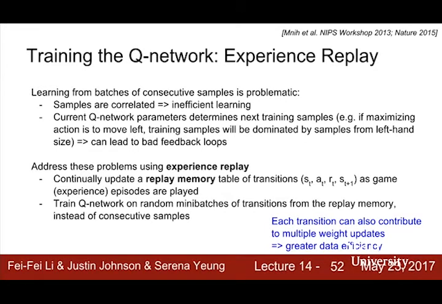And then, as another side benefit, each of these transitions can also contribute to potentially multiple weight updates. We're just sampling from this table, so we could sample one multiple times. And so this is also going to lead to greater data efficiency.